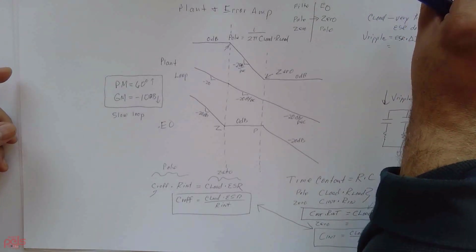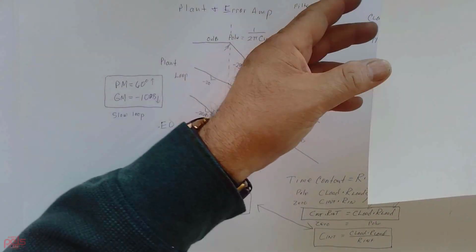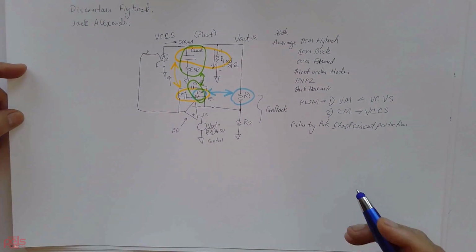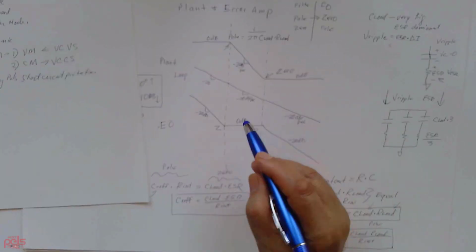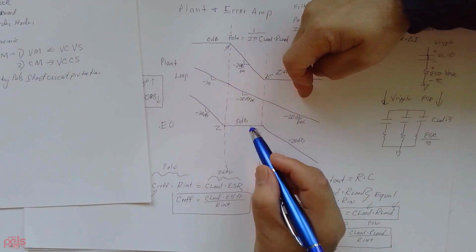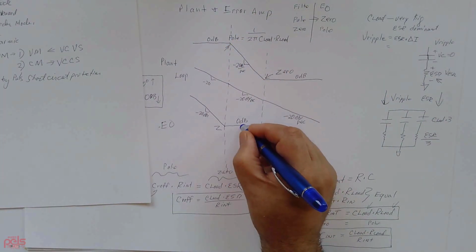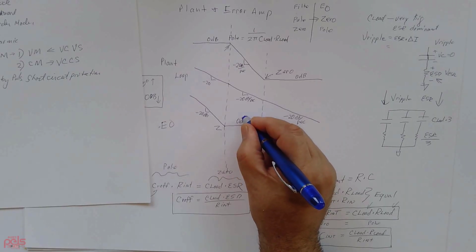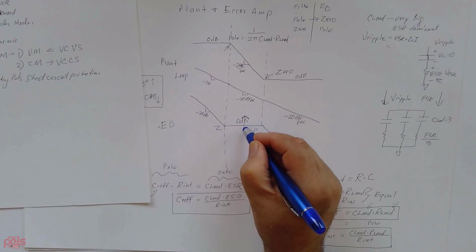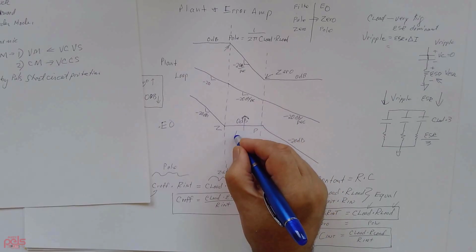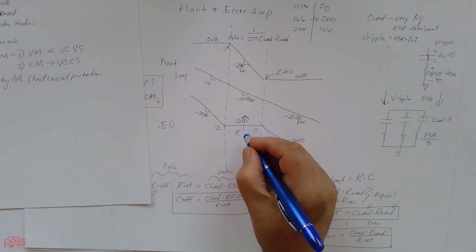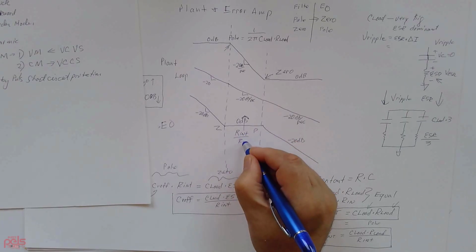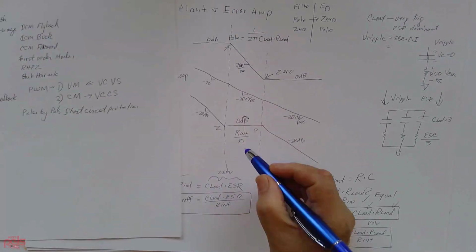Okay, so let's go back to this then. Basically, we want to move the crossing over, and you can do this by moving this gain up. Remember we said that this is controlled by R integrator and then R1.